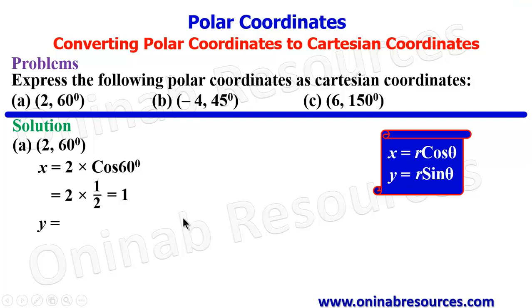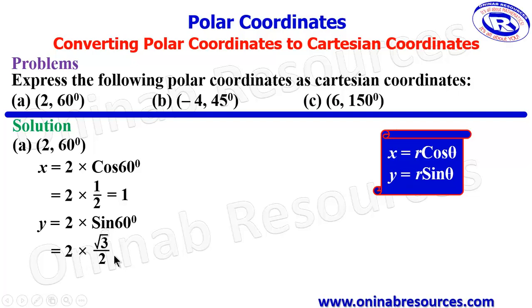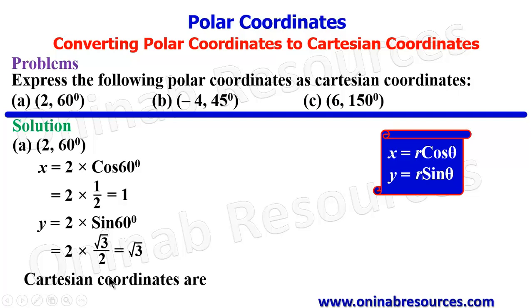So for the y coordinate, it is r sine theta. Our r is 2 multiplied by sine 60 degrees. Sine 60 degrees is root 3 over 2. So we have 2 times root 3 over 2. These two will go with this. We'll be left with root 3. We can then conclude the Cartesian coordinates are 1, root 3. And that's all for A.